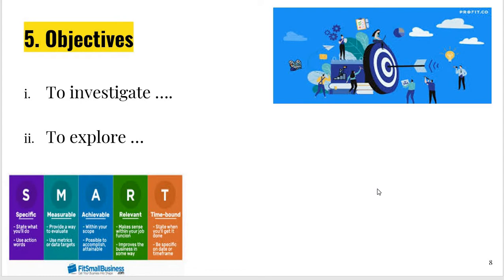Objectives. Objectives mean, what are your objectives in this research? You will start your objectives with to investigate, to explore, to discover, to search. They will be written in this manner, and your objectives and your research questions must be in harmony. Research questions must be specific. They must be measurable, so that you can measure them.